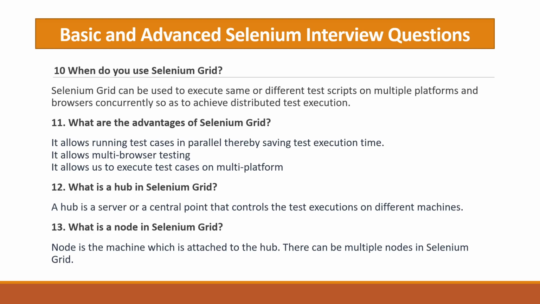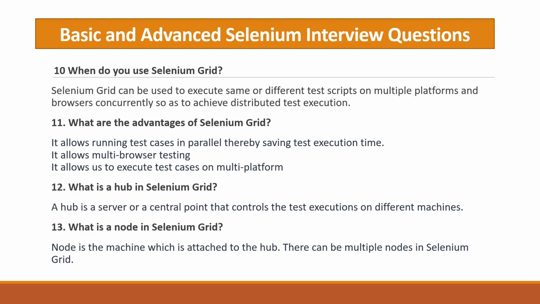What is a hub in Selenium Grid? A hub is a server or a central point that controls the test executions on different machines. Suppose I want to execute my scripts by taking one hub, I am going to execute all my test scripts on distributed machines like computer 1, computer 2, computer 3, computer 4. If I want to execute all my scripts on 4 different machines, with the help of the hub I am going to mention my central point here. Then I am going to distribute all my test cases on these 4 machines, so that we can save our execution time as well, and also we can check the compatibility of that application as well.